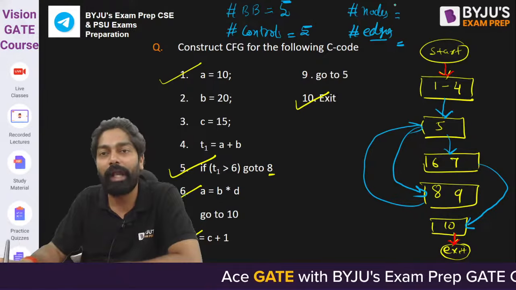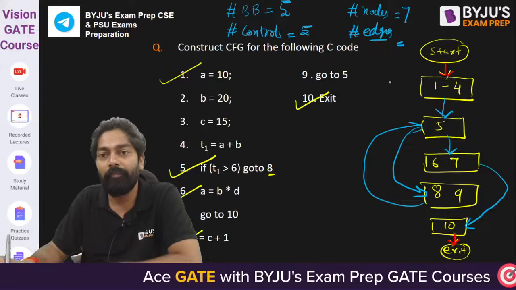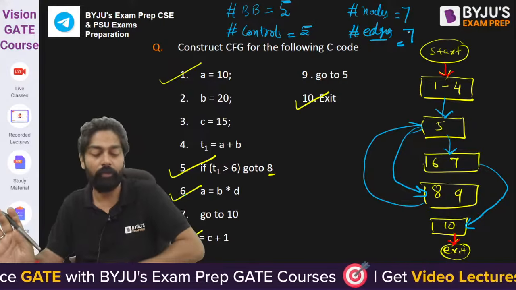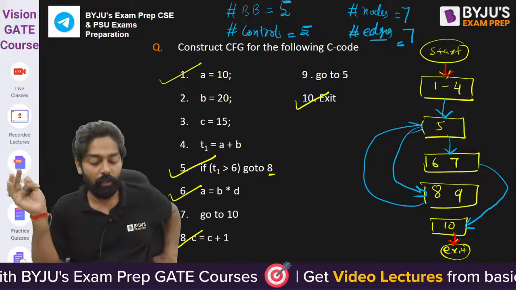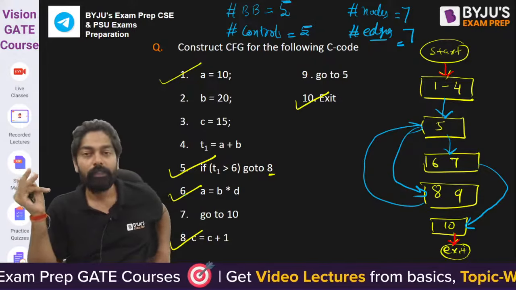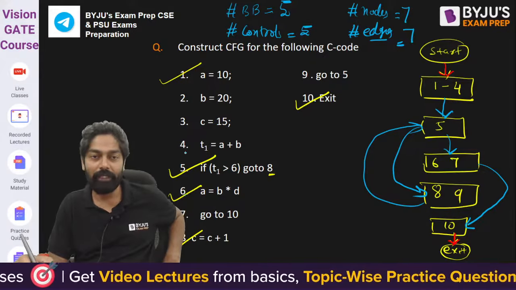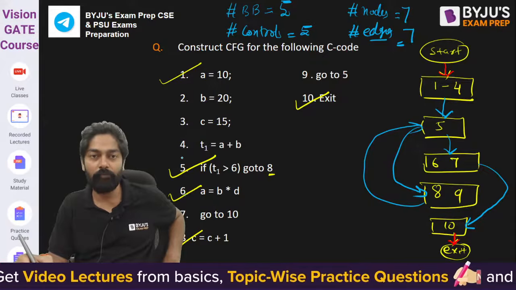The number of nodes, you can add 2 to get 7. The number of edges, you can add 2 to get 7. Fine. If you have any doubt, you can ask me. A basic block is nothing but the first leader up to before the next leader. It will be in one basic block. So 1 to 4 is in one basic block.